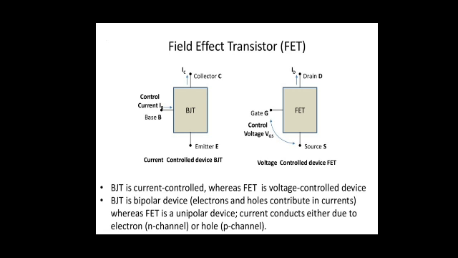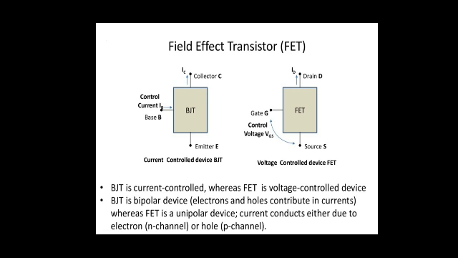Generally, a transistor has three terminals, whether it is a BJT or a field effect transistor. In a BJT, the three terminals are collector, base and emitter. For a field effect transistor, the three terminals are drain, source and gate.